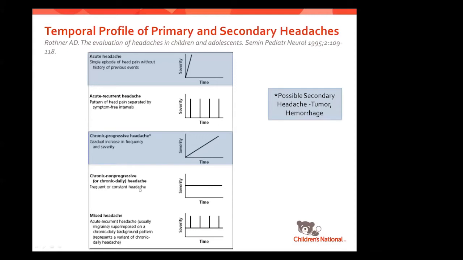These last two are seen in other primary headache types, a chronic non-progressive headache. This is what a new daily persistent headache looks like. And the mixed headache is also what new daily persistent headaches look like as they have intermittent migraines on top of it.